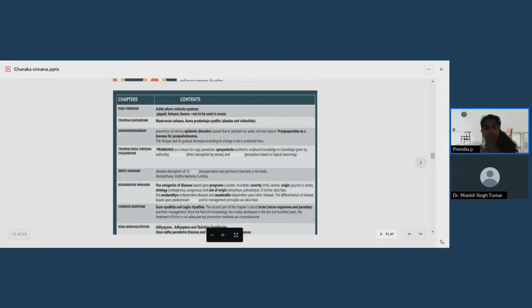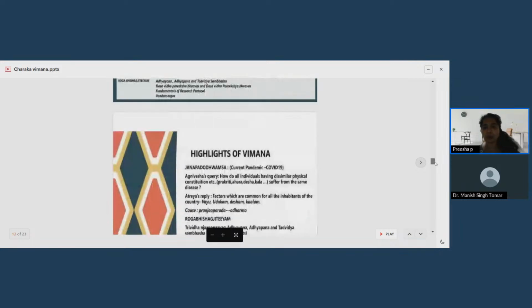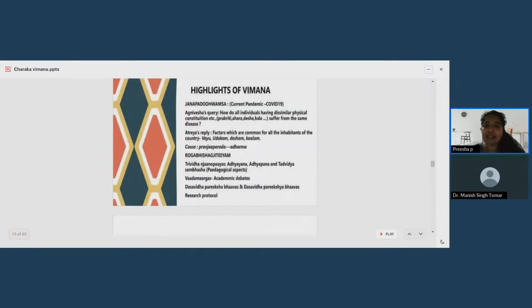These are the Roga Bishagjitiya Adhyaya and all which is told there. Then when we are coming to the Vimanasthana, what is the importance of Vimanasthana? Maybe for the last 3 years, the world was in COVID-19. So whenever references to COVID-19 were asked, we had the importance of Janapadodhwamsa. Janapadodhwamsa is an area where COVID is highlighted. So Janapadodhwamsa is mentioned in Vimanasthana. That is why Vimanasthana has an upper hand also.